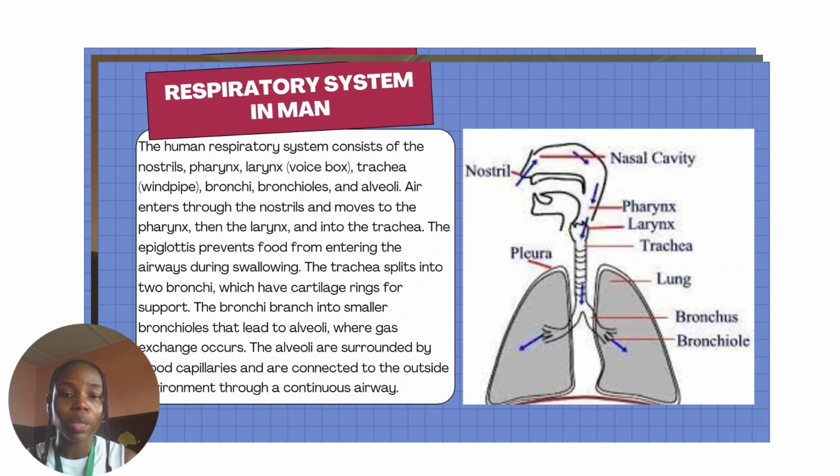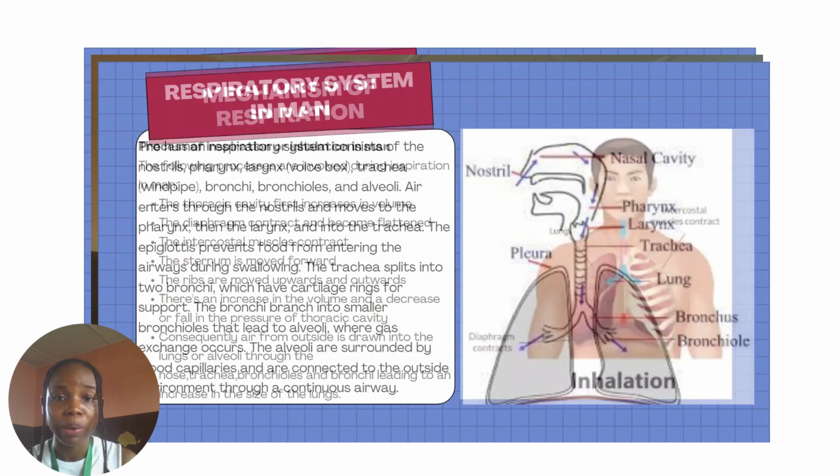The trachea splits into two bronchi, which have cartilage rings for support. Then the bronchi branch into smaller bronchioles that lead to the alveoli. And at the alveoli is where the exact gaseous exchange takes place, not in the lungs now. The alveoli is the point in the lungs where the major gaseous exchange takes place. The alveoli are surrounded by blood capillaries and are connected to the outside environment through a continuous airway.